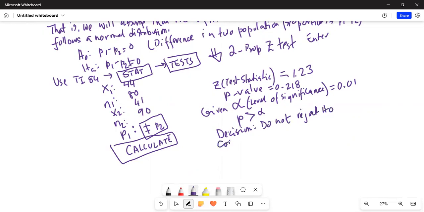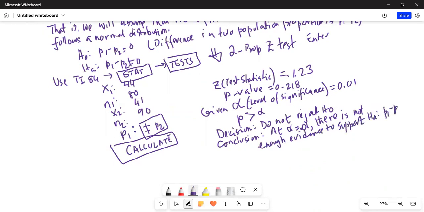Conclusion: at alpha equal to 0.01, there is not enough evidence. There is not enough evidence to support HA, which states P1 minus P2 is not equal to 0.